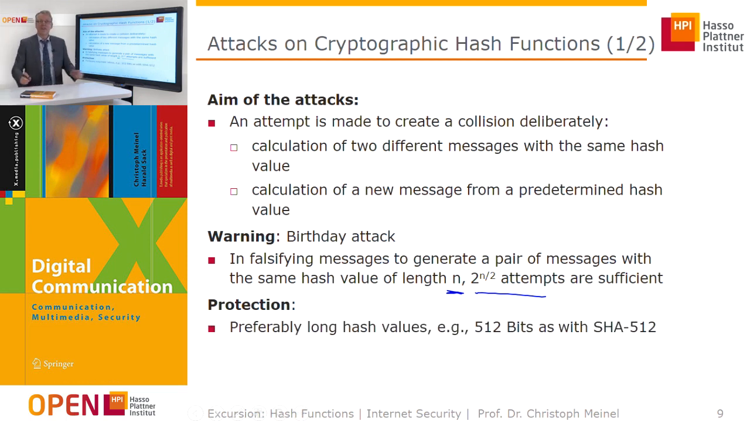Protection, of course, is to use long hash values. For example, 512 bits, which is the length of the SHA-512 hash function. Why? Then n is equal to 512, so you need 2 to the 256 attempts to find a collision.